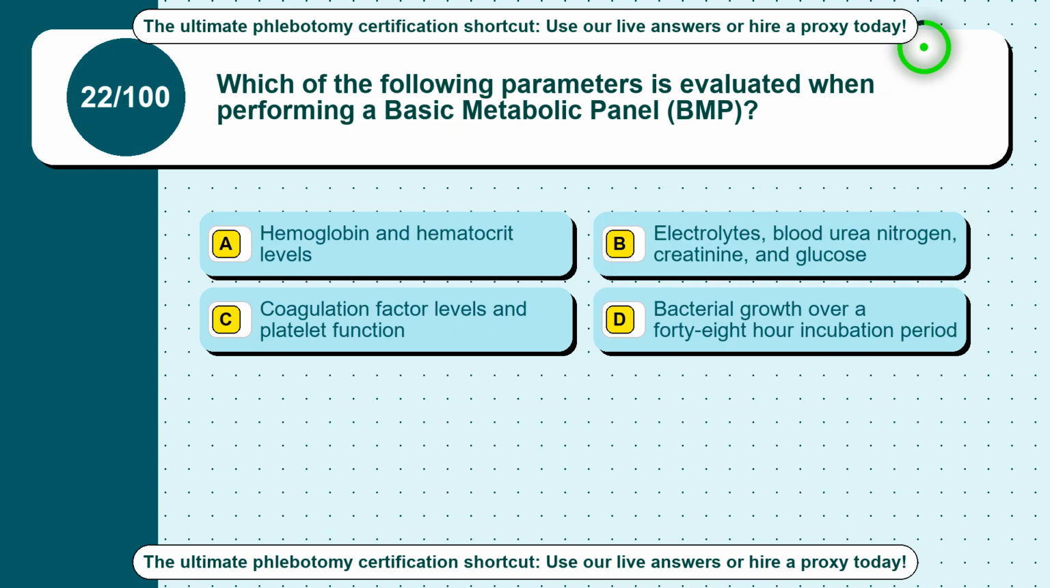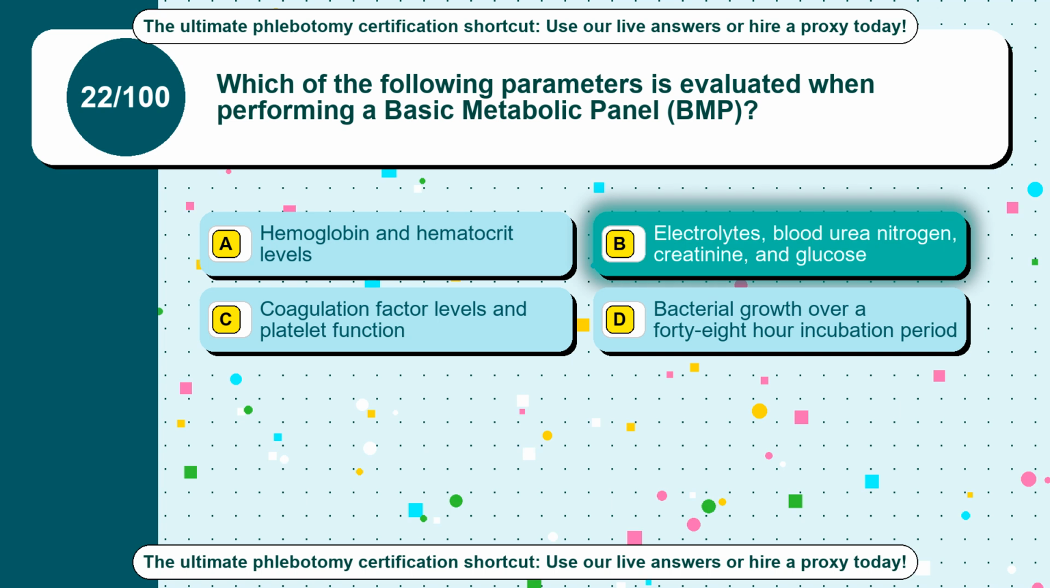Question 22. Which of the following parameters is evaluated when performing a basic metabolic panel, BMP? Option A, hemoglobin and hematocrit levels. Option B, the electrolytes, blood urea nitrogen, creatinine, and glucose. Option C, coagulation factor levels and platelet function. Option D, bacterial growth over a 48-hour incubation period. The correct answer is option B, electrolytes, blood urea nitrogen, creatinine, and glucose.